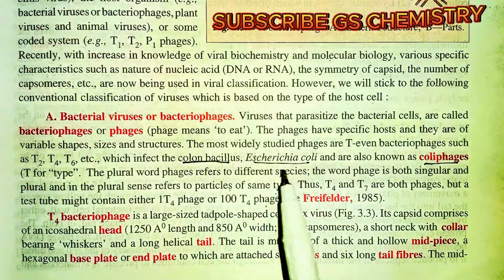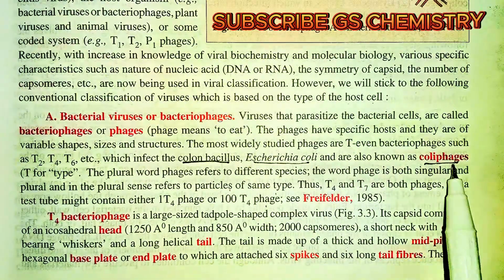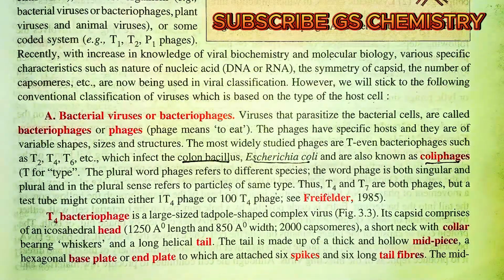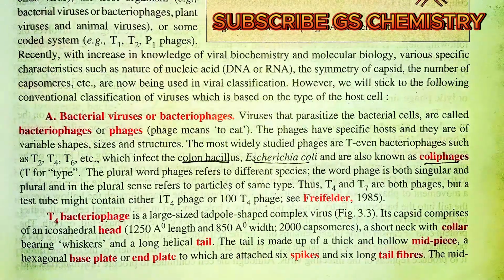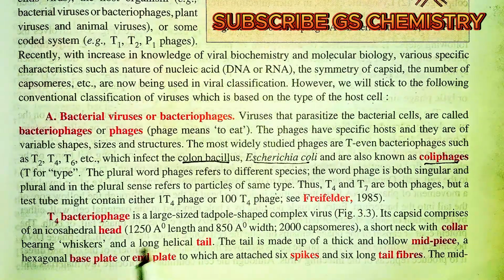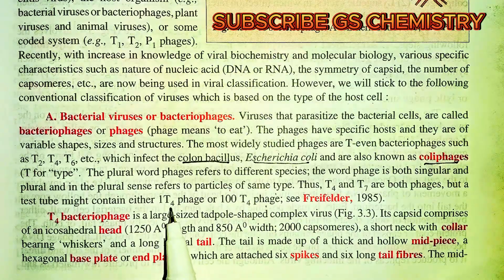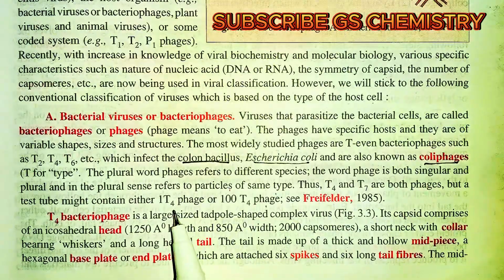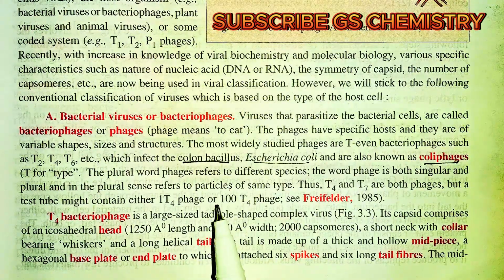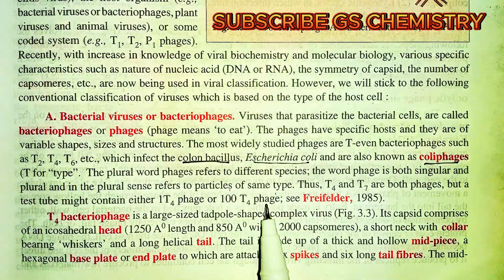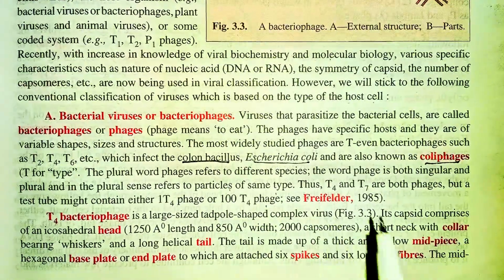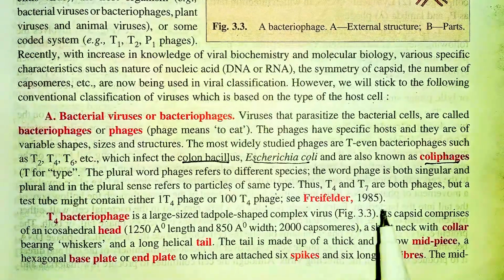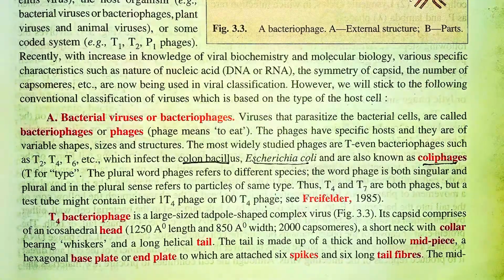You can even call Escherichia coli phages coliphages, right? So that is the way you deal with naming viruses. When you have a sample, say a test tube with one T4 virus in it, it is not necessary that you only have one T4 phage. You can have 100 T4 phages in it. That is what the scientist Felder wrote in his paper in 1885.